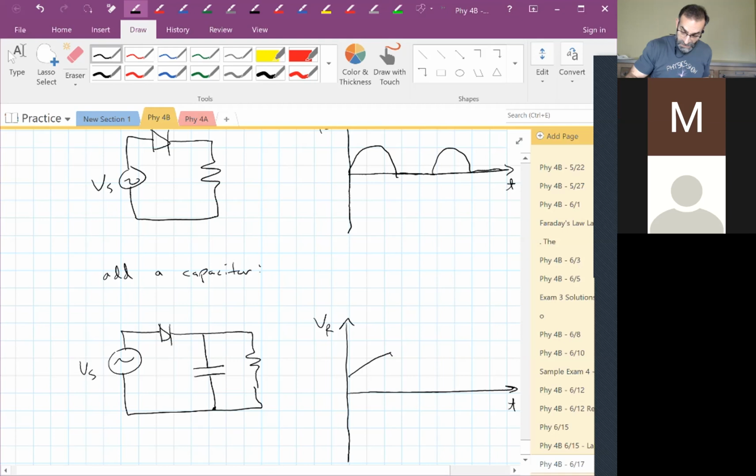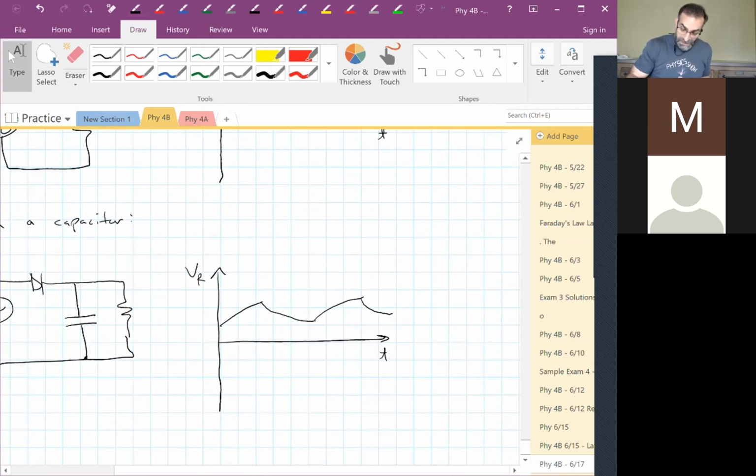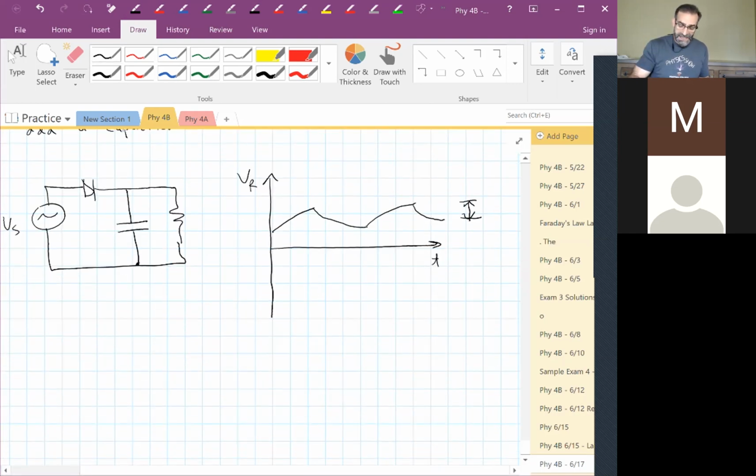It discharges, it charges, it discharges. It's like an RC circuit. Remember what that looked like from our RC circuit lab? If this is small enough, it kind of looks like a DC circuit, right? That's called the ripple voltage. It changes a little bit, but if you can get that relatively small, that's kind of DC.